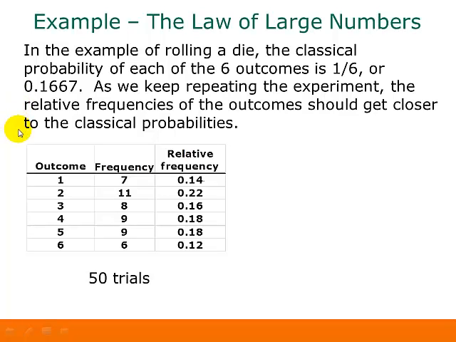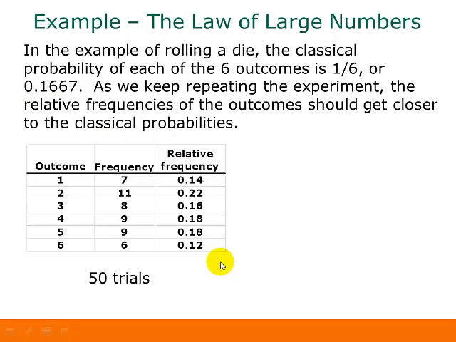Let's say that we rolled a die 50 times. So we repeated the experiment with 50 trials. And we got these frequencies. Then our relative frequencies would be these. And notice that some of them are close to our classical probabilities, but most of them aren't all that close.